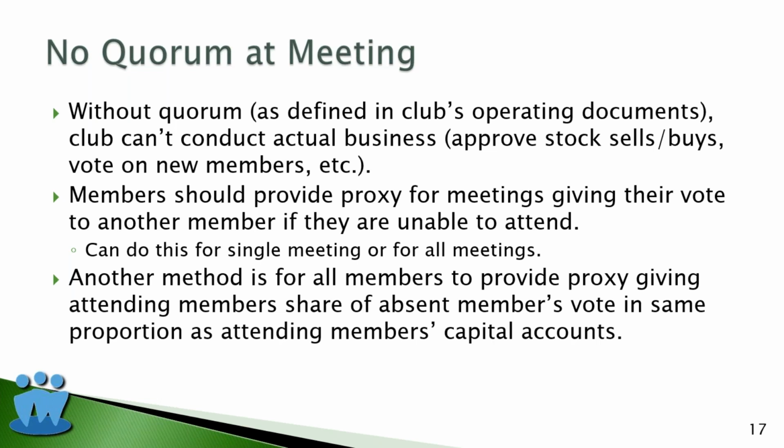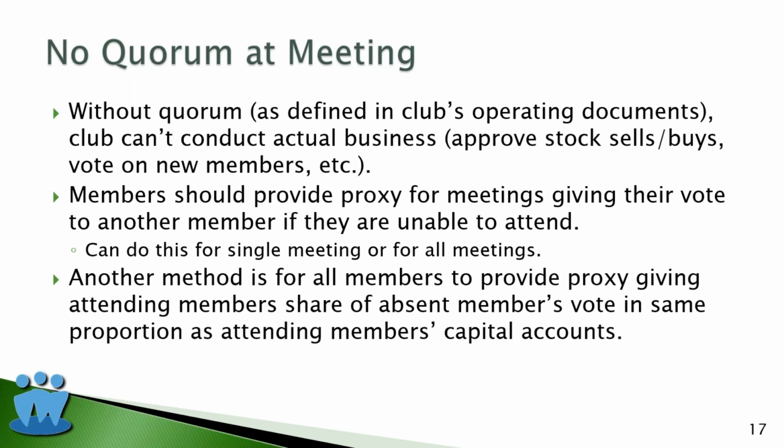Another method in some clubs, including the Mutual Investment Club of Detroit, which was one of the founding clubs of the modern investment club movement back in the 1940s: they had a policy where each member signed a proxy statement that provided their proxy, if they were unable to attend a meeting, to be distributed to all of the members who were in attendance at that meeting in proportion to their ownership in the club. In other words, if a member who has 20% of the club is unable to attend, and I have 10% of that club, then I get 10% of the 20% voting rights for that particular club.